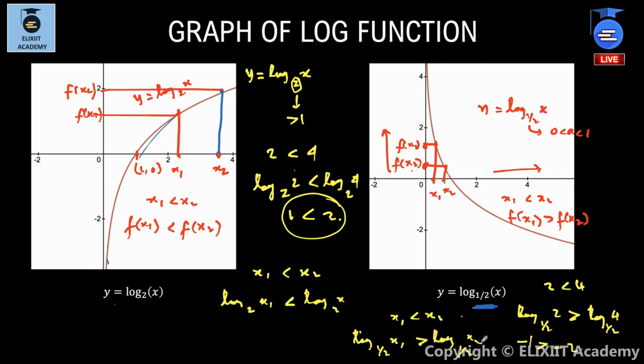Orientation changes for a decreasing function, does not change for an increasing function. When base is more than 1, orientation does not change. When base is lying between 0 and 1, orientation changes. Conclusion. Let's see the conclusion.